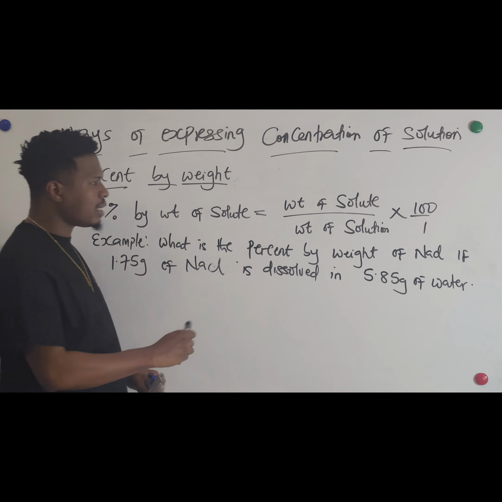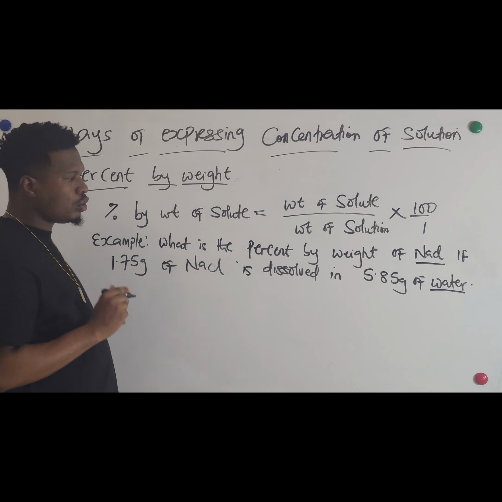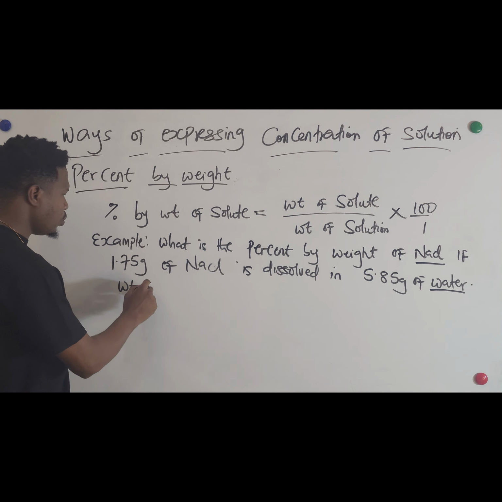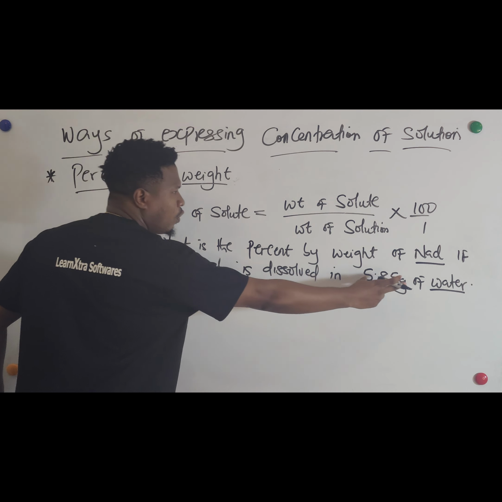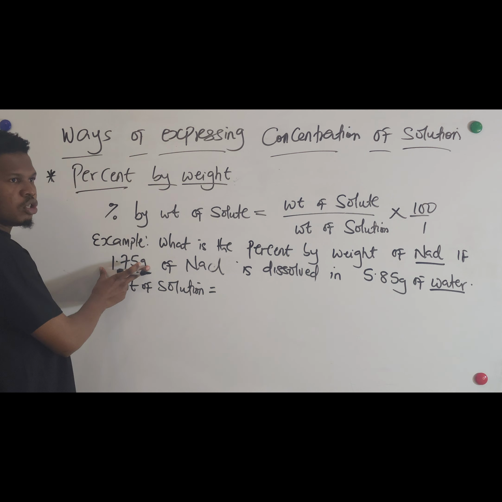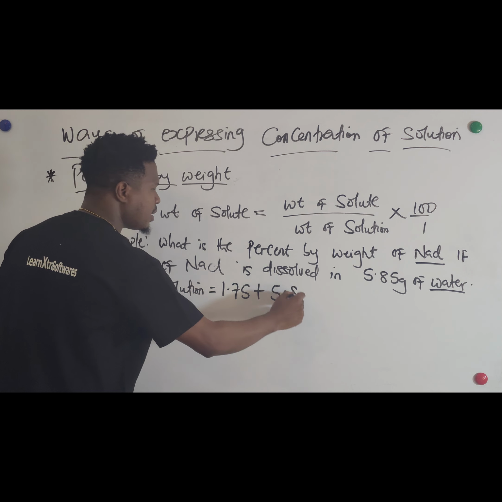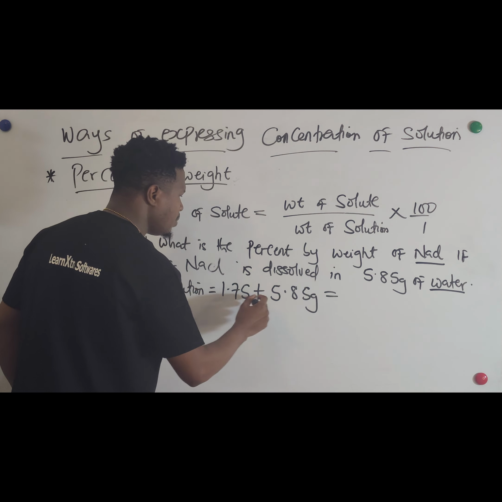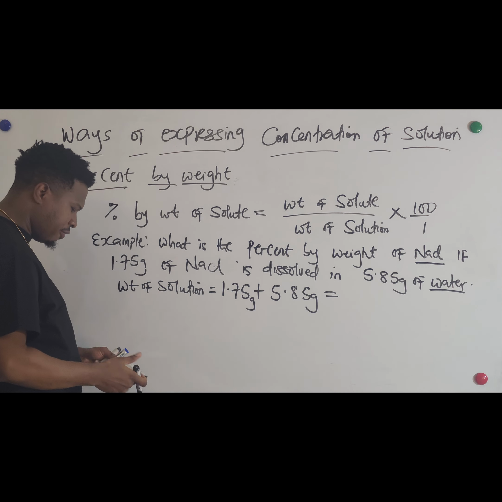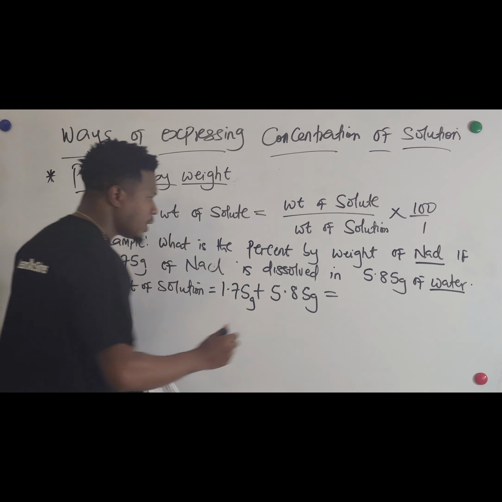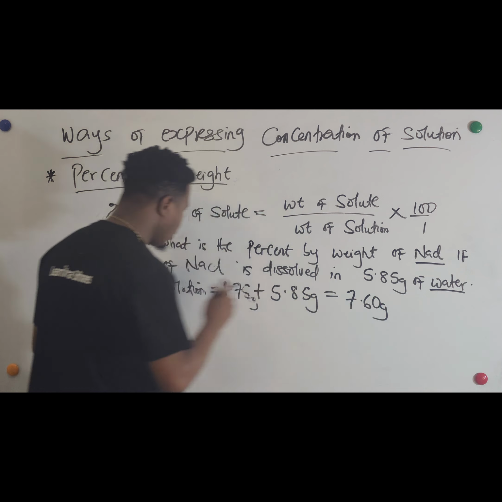Now from the look of things, this is the solute, this is the solvent. Okay, so we have to get the weight of the solution first. The weight of the solution is equal to summing that of water and that of sodium chloride. So it's going to be 1.75 plus 5.85 gram. So when you sum this, you have 7.60 gram. Okay, so what we have here now is the weight of the solution.